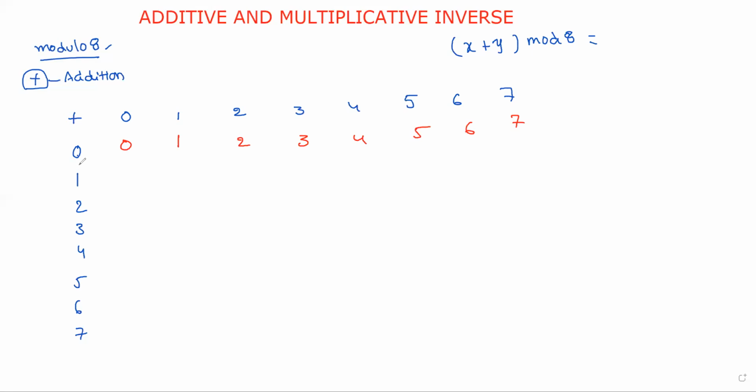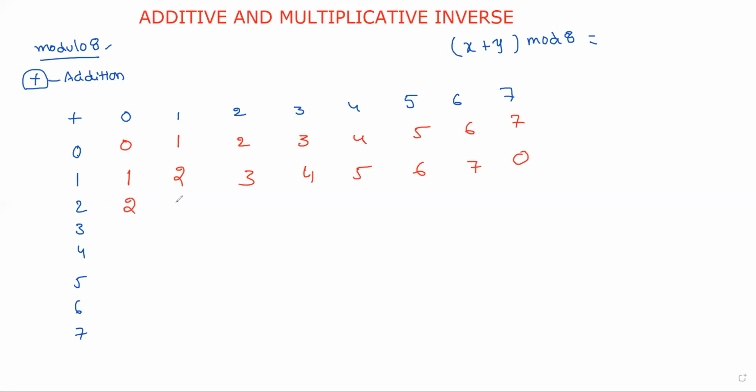Now the next row: 1 plus 0 is 1, 1 mod 8 is 1; 1 plus 1 is 2, 2 mod 8; 1 plus 2 is 3, 1 plus 3 is 4, 1 plus 4 is 5, 1 plus 5 is 6. Now 1 plus 6 is 7, and 7 mod 8 is 7. Now the next step: 1 plus 7 is 8, and 8 mod 8 is equal to 0. In a similar fashion, we will complete all the tables.